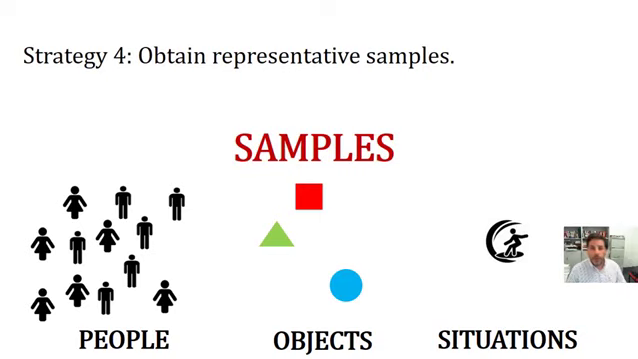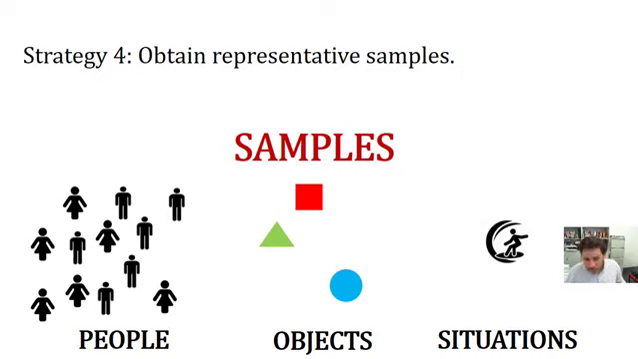Fourth strategy is to obtain representative samples. This is a very important issue, but it's also something that people with methodological background in psychology debate a lot. One of the things is that we need to obtain representative samples, but they shouldn't be representative in all aspects. For example, let's say we are investigating a phenomenon in which gender is not important. So we expect that male and female would behave in the same way.